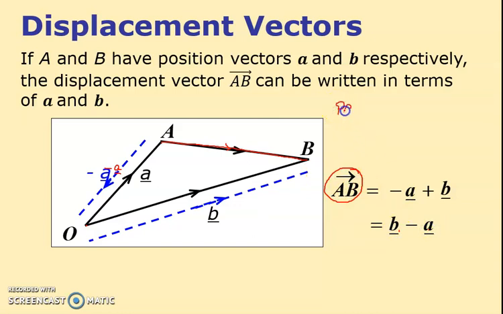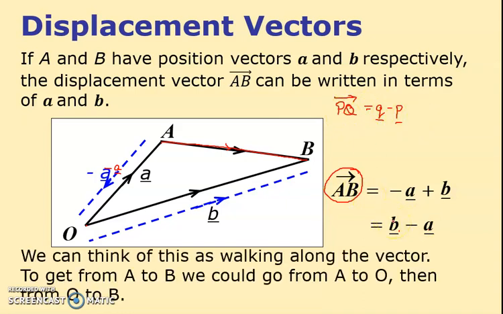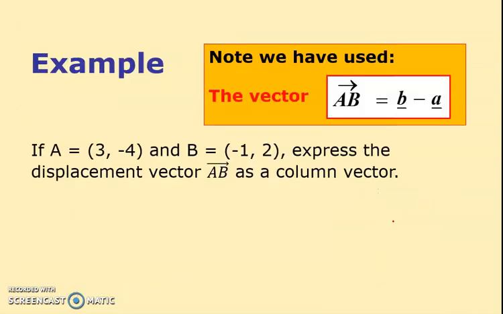Interestingly, notice that AB is b minus a. And so it kind of implies that PQ will be q minus p. Notice the order of these letters is the wrong way round. PQ is q minus p. AB is b minus a. And that very often happens like that, so get used to that. I've written that again here, and I've highlighted it here.